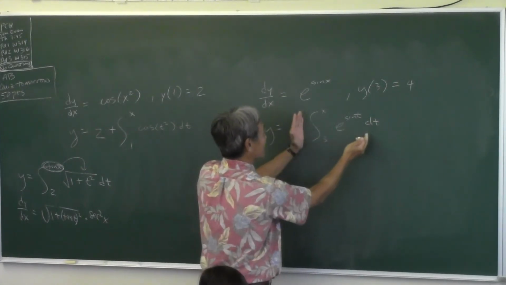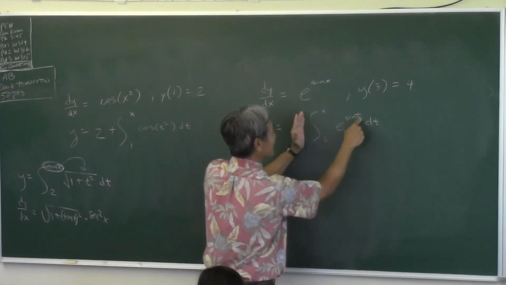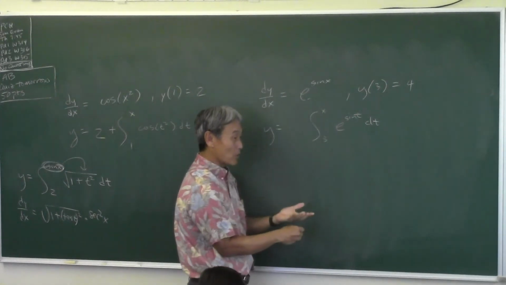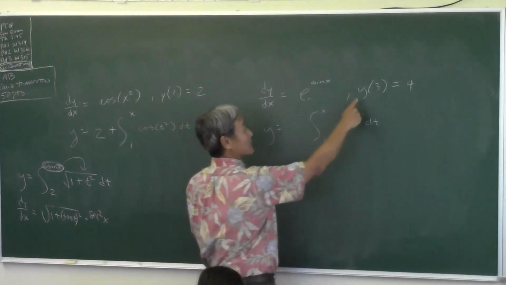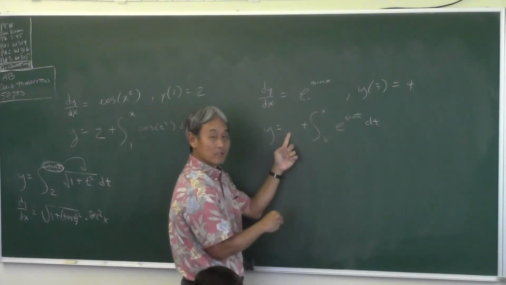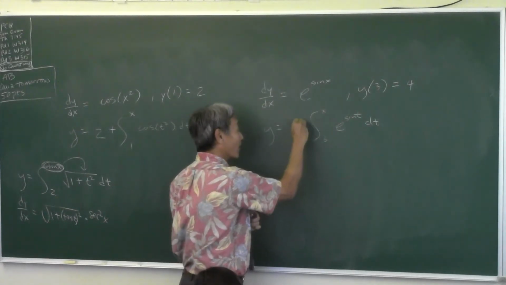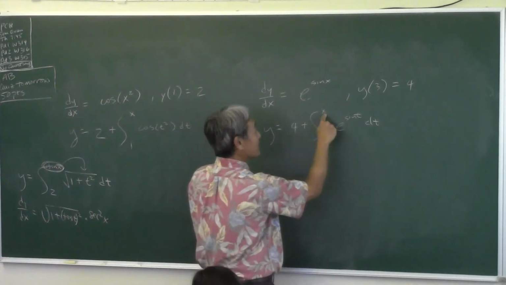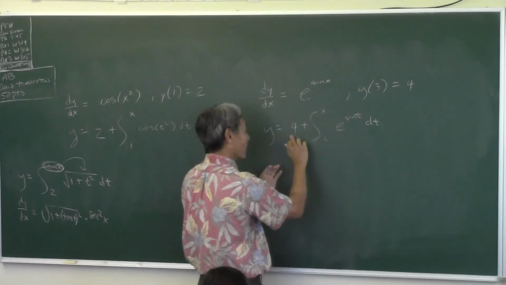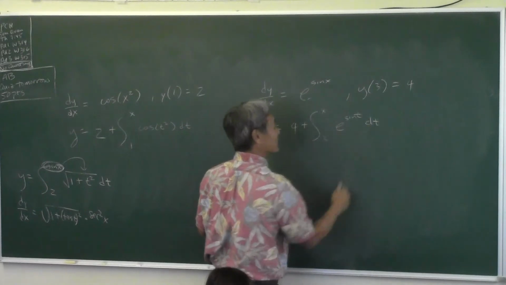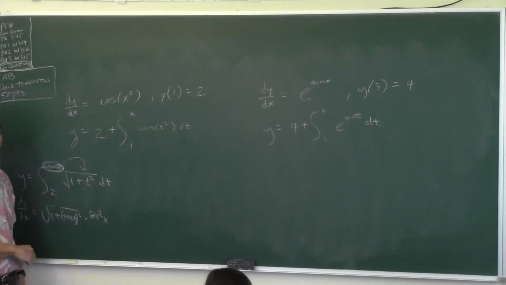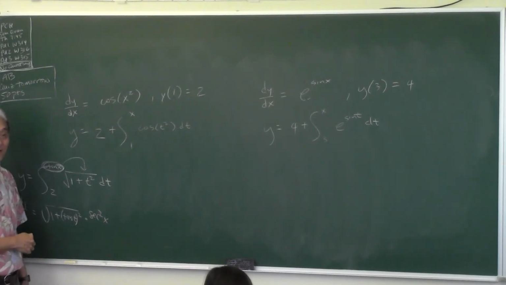Right? Because when you take the derivative of this, you're going to plug in the x right there. That's how you get e to the sine x, times the derivative of that, which is 1. But it says y of 3 is equal to 4. So what number goes in over here? 4. Because when you plug in 3 here, the integral from 3 to 3 is 0. 0 plus 4 gives you 4. So actually, this is way easier than the other problems because you don't have to know any antiderivatives.